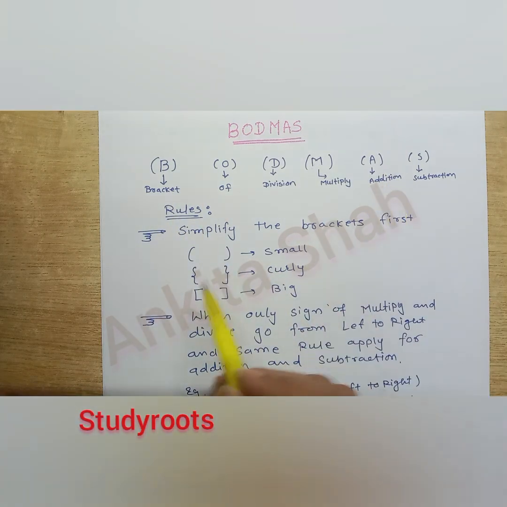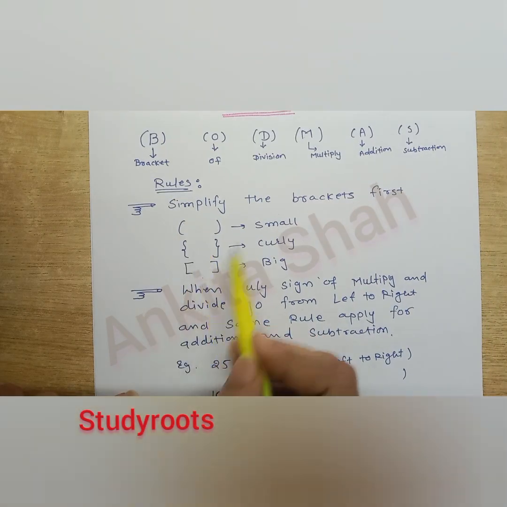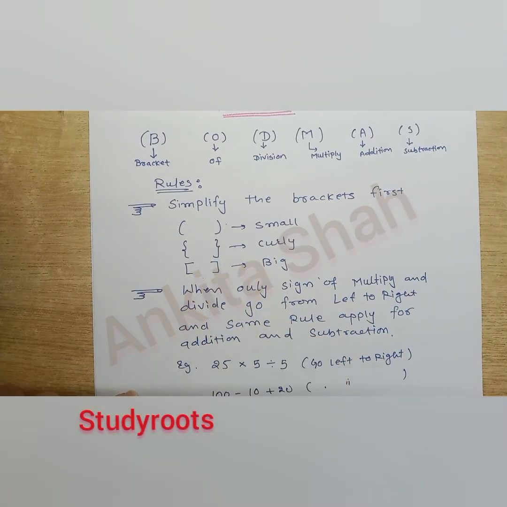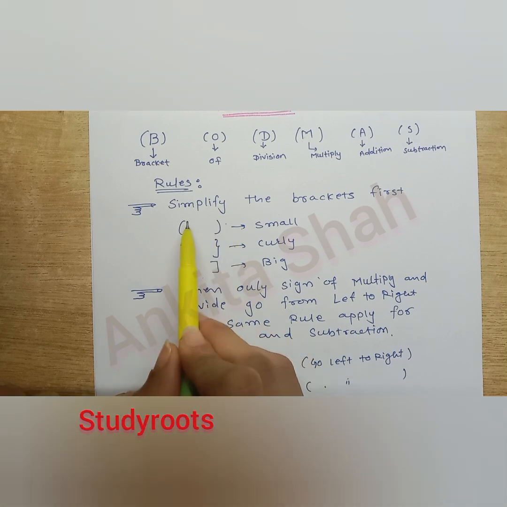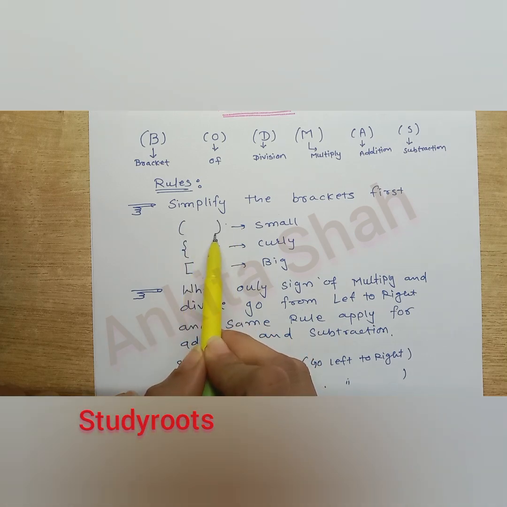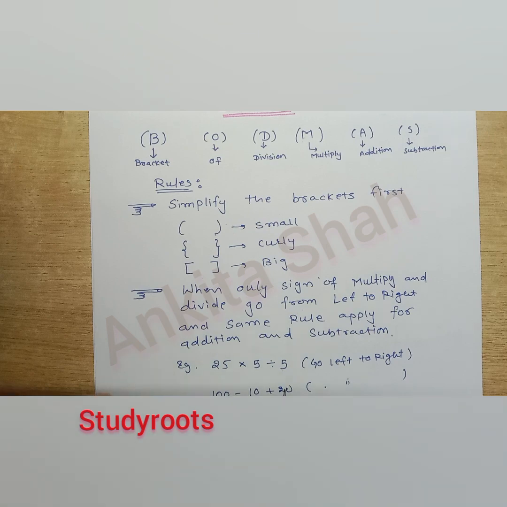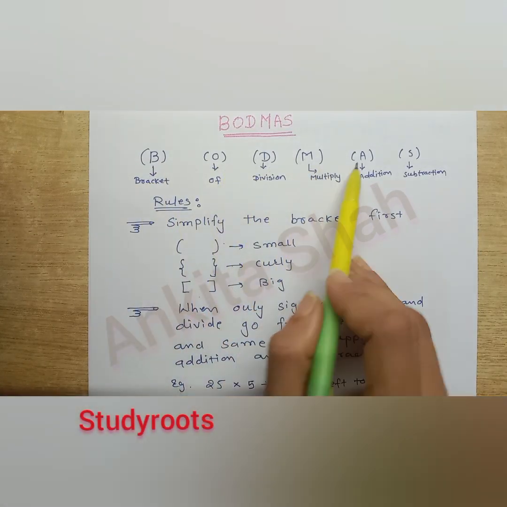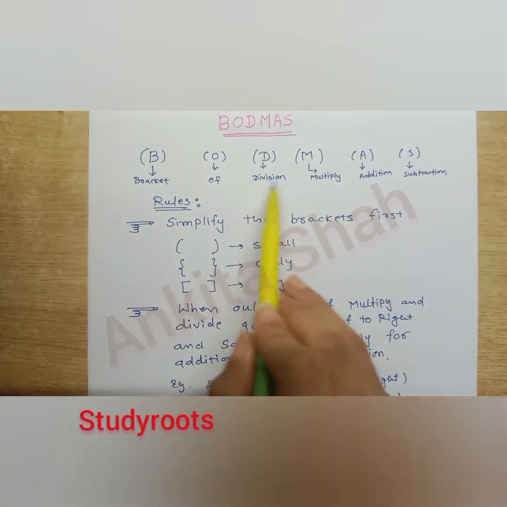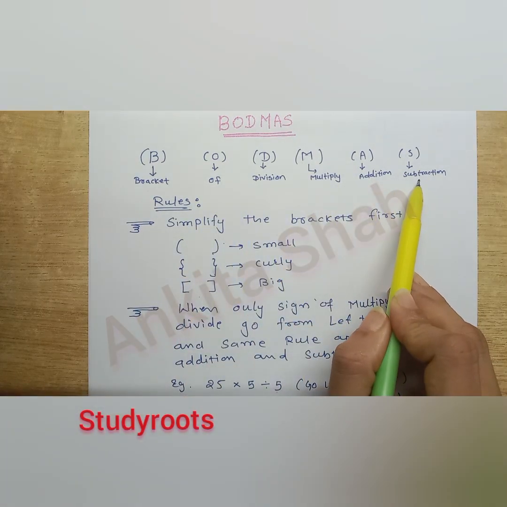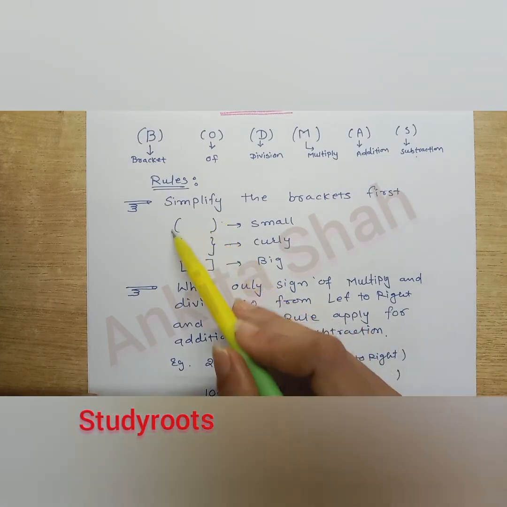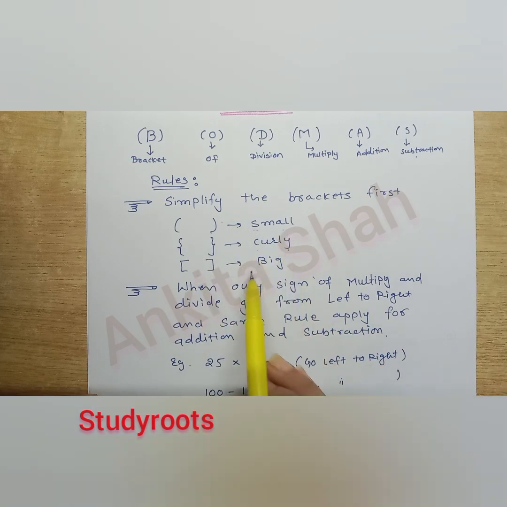With these rules, we have to keep in mind the brackets also: small bracket, curly bracket and big bracket. We have to first solve the small bracket, then the curly bracket and then the big bracket. Okay, so up till now, hope it is clear to everybody. Let us revise. BODMAS stands for bracket, of, division, multiplication, addition and subtraction. In the sum, we first solve the small bracket, then the curly bracket and then the big bracket. That is the first rule.